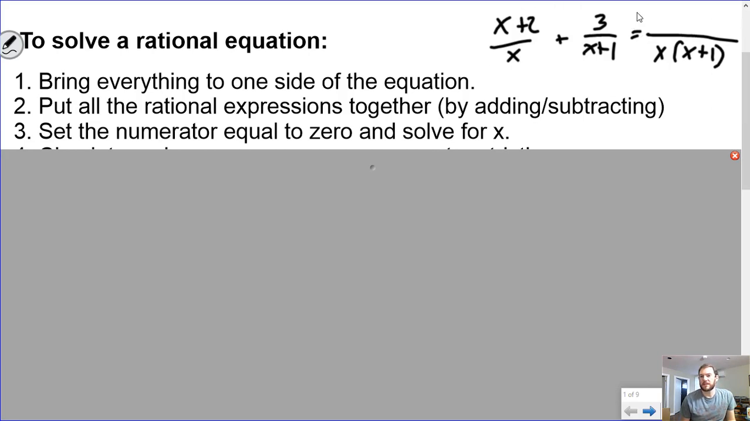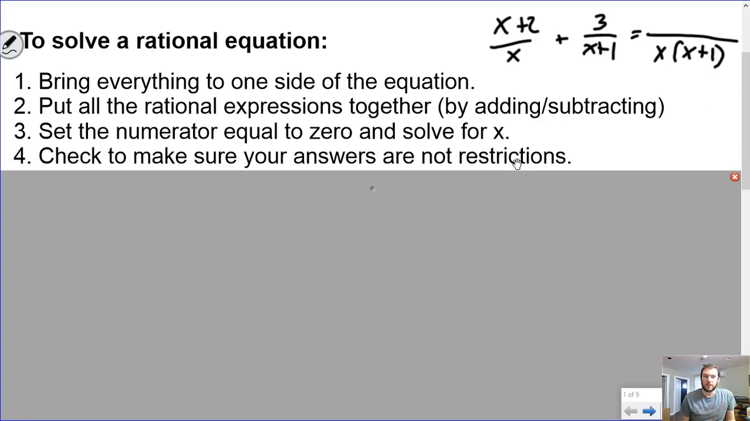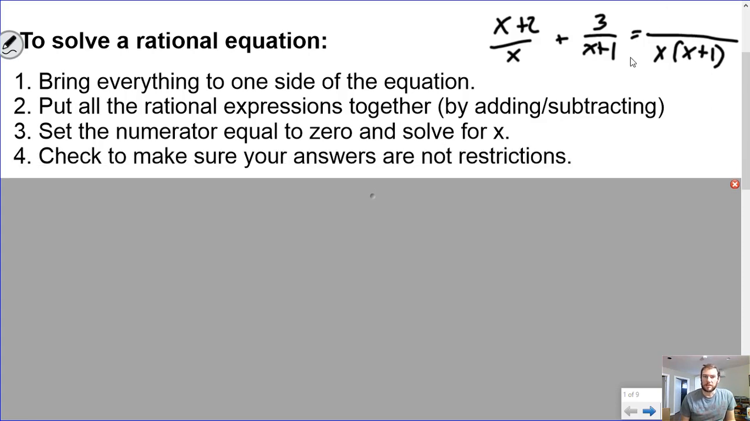Once we have this as one big fraction, and it's already set to 0, the only way to get a fraction that's equal to 0 is for the numerator to be 0. So we just ask, when will the numerator be 0? That's all I care about. Because when the denominator is 0, that's when we're going to have our non-permissible values. So the only thing we care about is when the numerator will be 0.